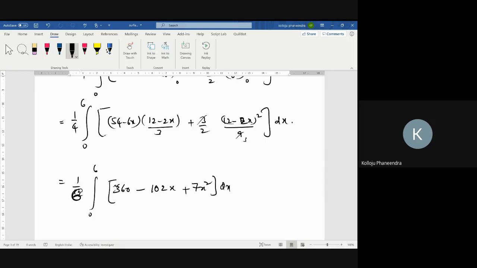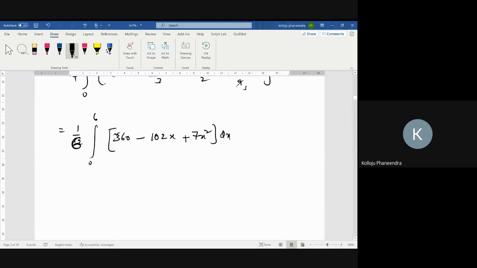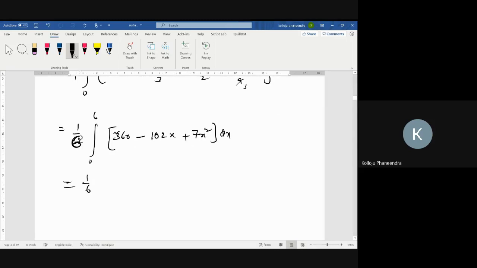If I substitute and integrate this, 1 over 6 times 360x minus 102 by 2, which is 51, x square, plus 7x cube by 3, between 0 and 6. The answer is 138.